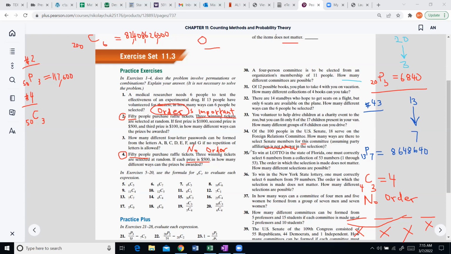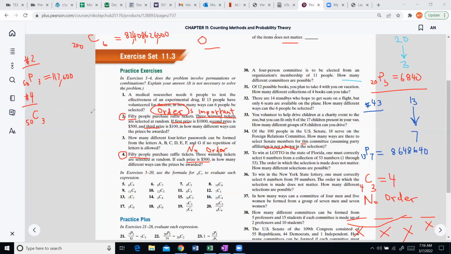I say, Alex, how do I know that I have to order? Maybe they ordered them. Well, if they don't tell you, it means they don't care. It means there is no order. In the previous exercise, they said there's a first prize, a third prize, a second prize. So they give you more information. Once they talk about it, it means there is an order. If they don't talk about it, they say each prize is the same, it doesn't matter.